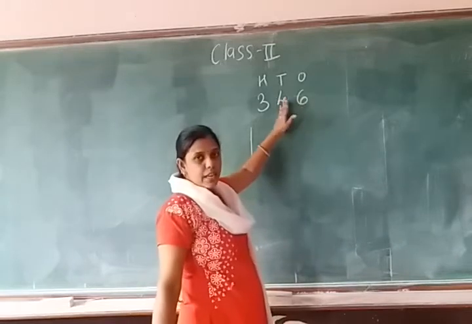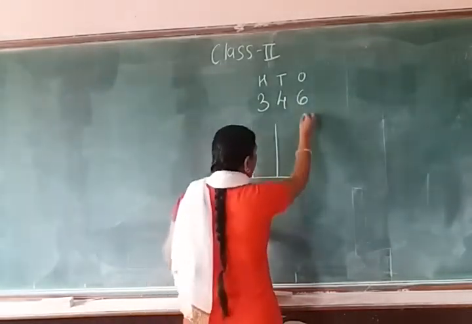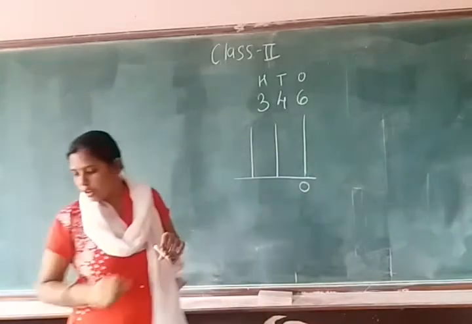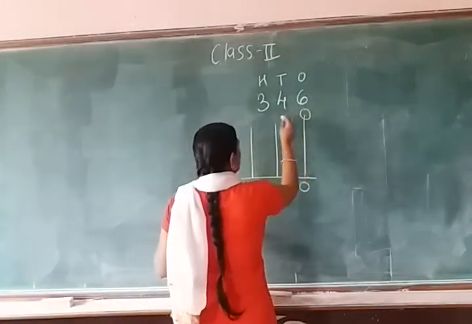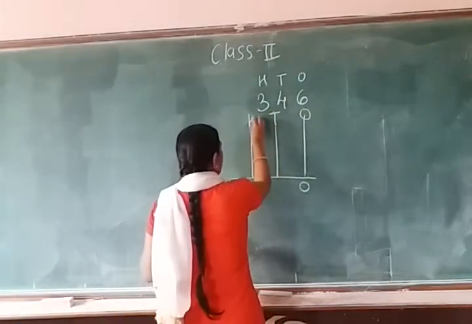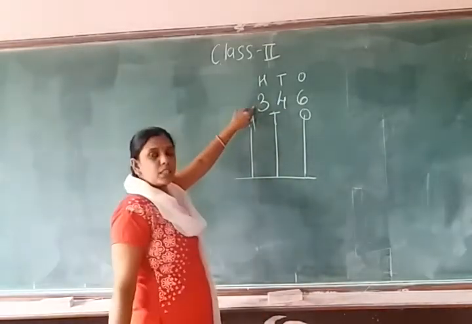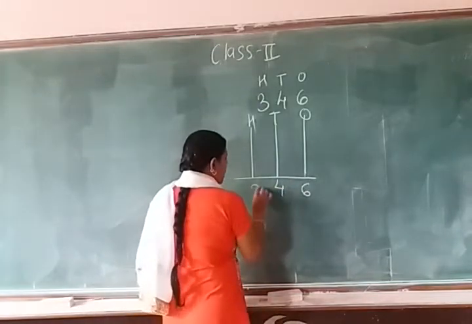Now if we have to represent this number on the abacus, how many places are there? Ones, tens and hundreds. So in the abacus also there will be 3 parts. One is for the ones place. So I am writing on the top ones, tens and hundreds. Okay. So the number that we have to represent on the abacus is 346. So I am writing here 6, 4 and 3.